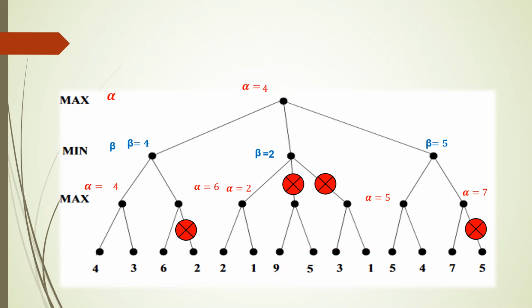Now these nodes have been pruned off, so now beta will look for the value here. At this node alpha has got 7, and at this node alpha has got 5, so beta will return value 5. Now alpha will look again at the nodes which have been updated. So beta here is equal to 4, beta at this node is equal to 2, and beta at this node is equal to 5. So the final value of alpha will become equal to 5.